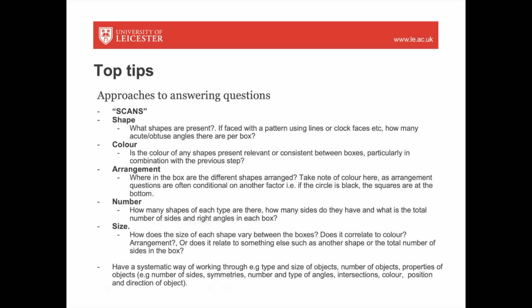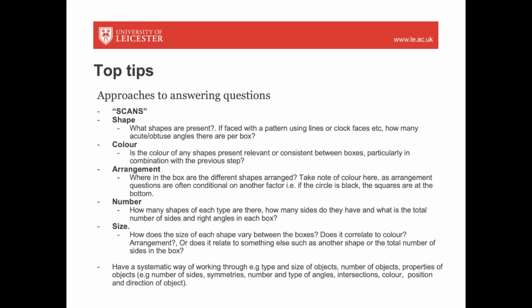Then there is number. So how many shapes there are, how many sides there are, and what is the total number of sides or total number of angles in each box. Then you have size. So how does the size of each shape vary between the boxes? Does it correlate to their color, their arrangement, or is it something else or another shape? Is it the total number of boxes inside?